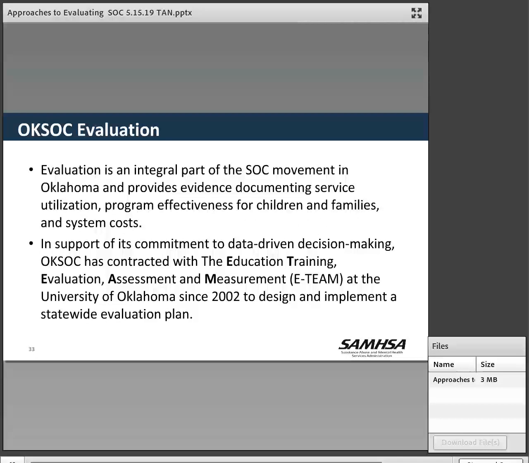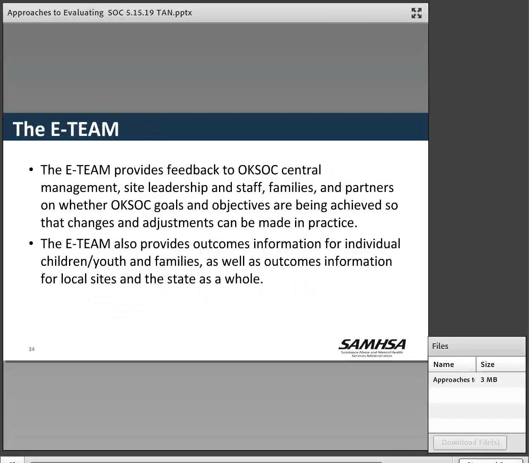And because of that, we've had an eye for the evaluation to be a statewide evaluation, looking at sustainability and being able to prove that what Oklahoma Systems of Care was doing worked. And so from the very beginning, evaluation has been an integral part of the Systems of Care movement here in Oklahoma. We really look at service utilization and program effectiveness, and we also look at systems costs.